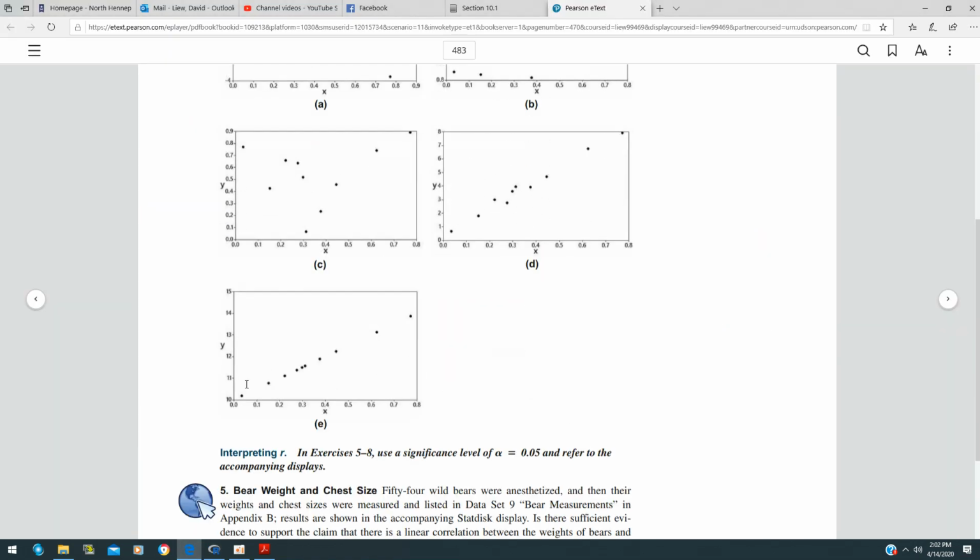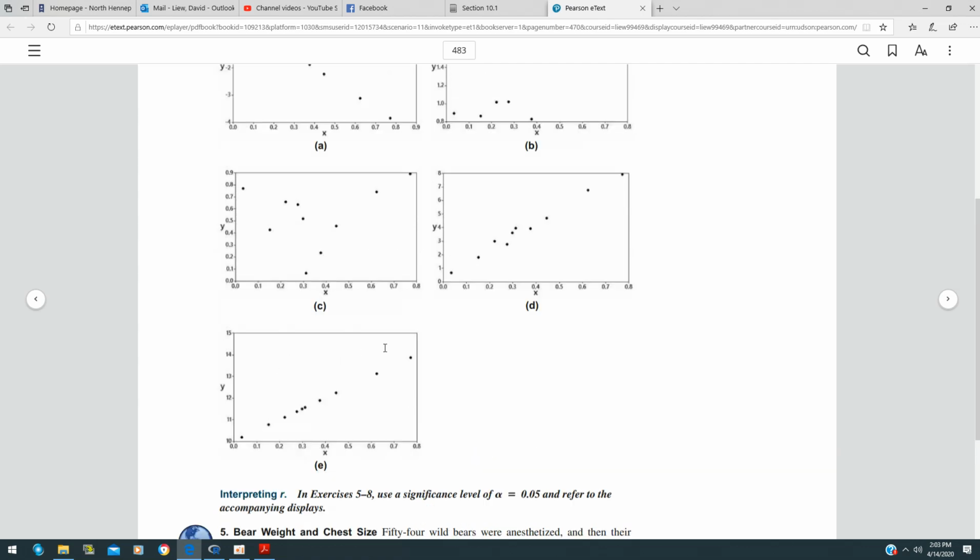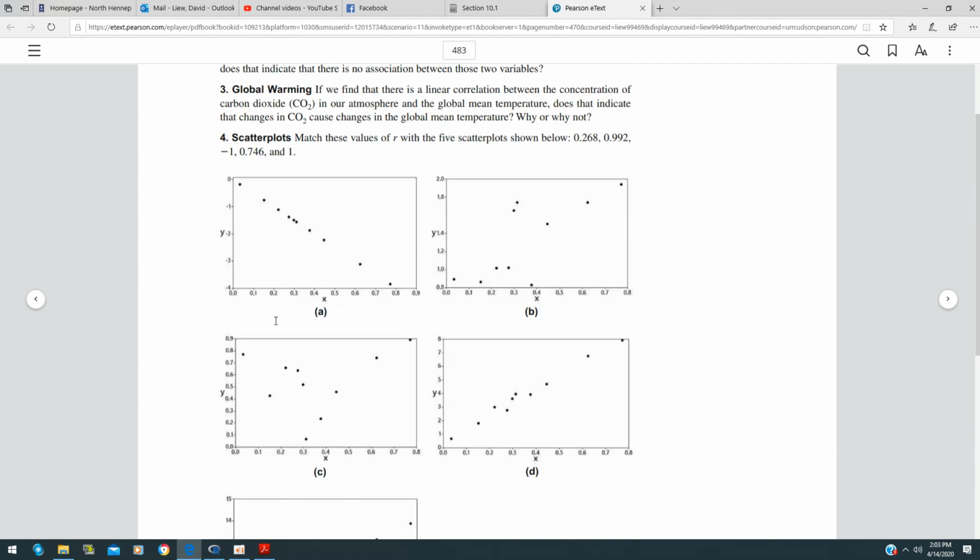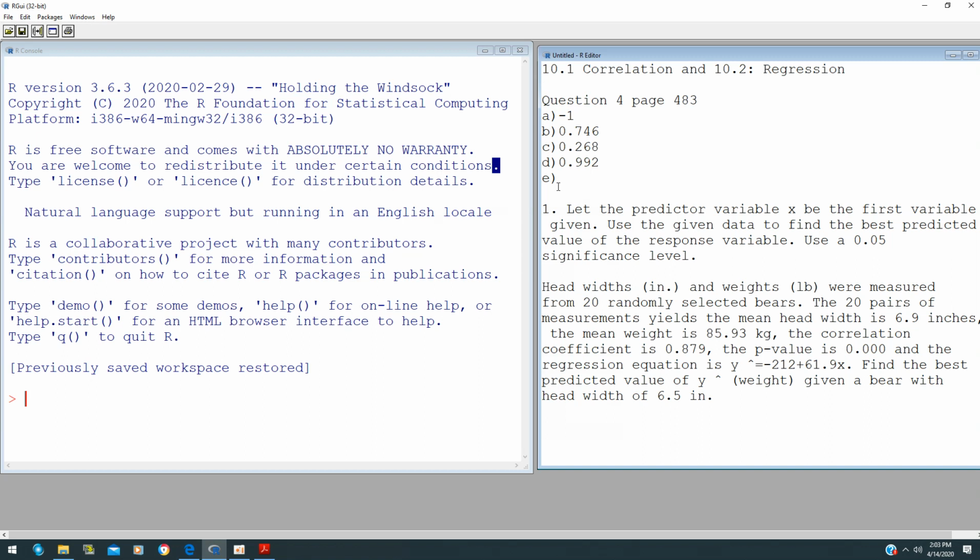And for E, this graph shows exactly a straight line. When it shows exactly a straight line, it's perfect, they all line up. And it's positive, so your correlation in this case will be exactly 1. So this is usually how you figure out correlation if I give you a scatter plot. This is how we do question 4.